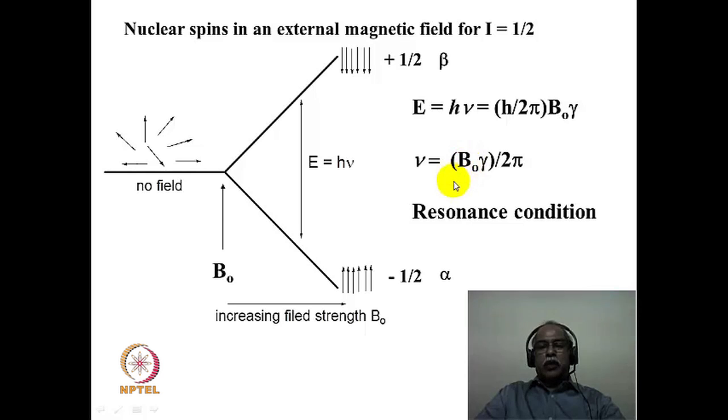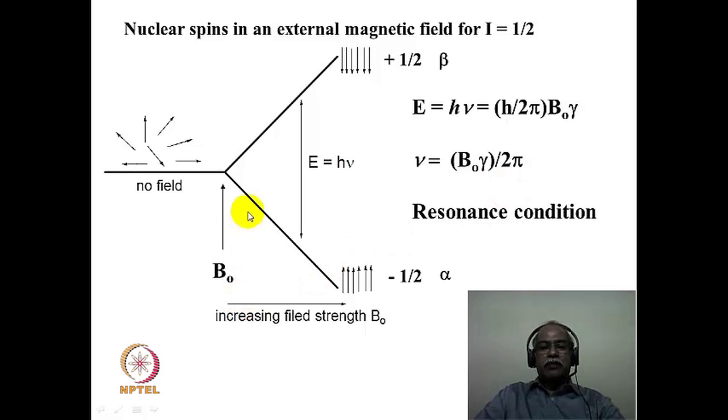In other words, two nuclei which have different gamma values will resonate at two different frequencies under the same identical magnetic field strength. In other words, there are no two nuclei which will resonate at the same frequency under a given magnetic field strength, because the gamma is going to be different for the two nuclei.